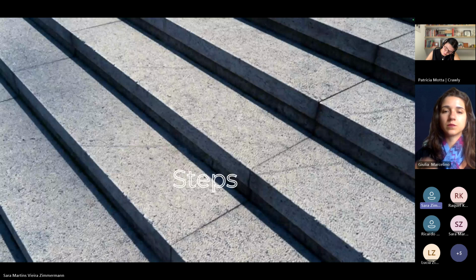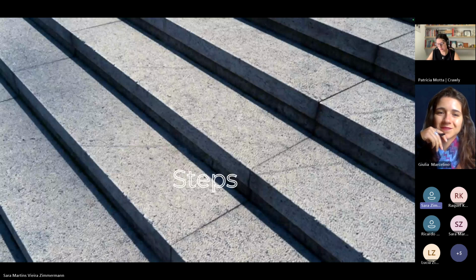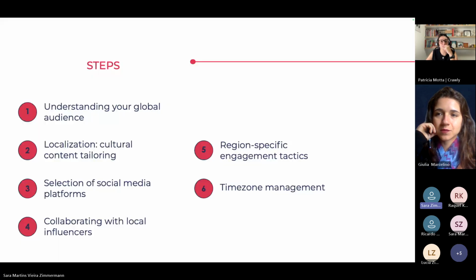I literally created a roadmap for you guys. So these are the steps for going global with a social media strategy. You need to understand your global audience for step 1. And then step 2, focus on localization, okay? Not only translation of the content, but also localization of the content.